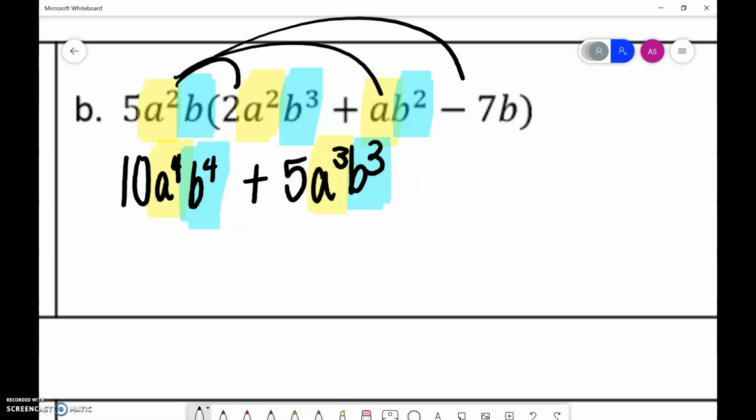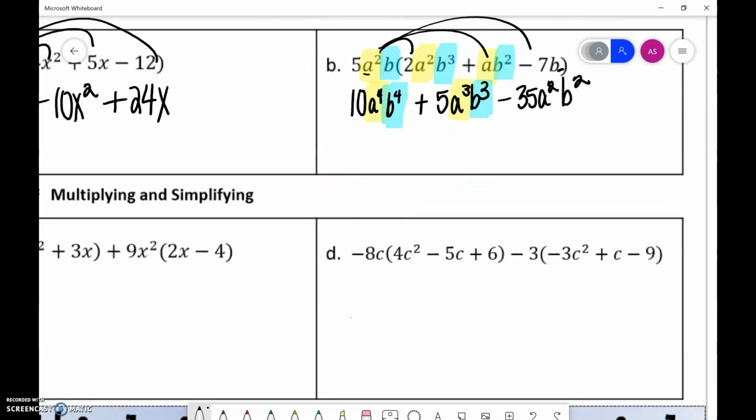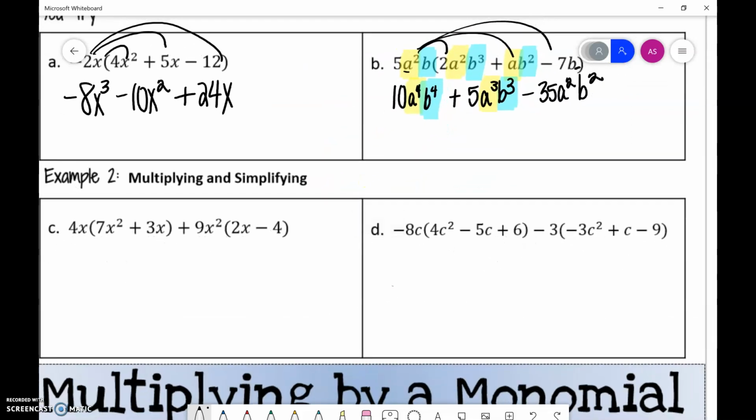Okay, then I have 5a squared b times negative 7b. That's going to give me negative 35. I want to keep my a squared. Even though it's not over here, I want to keep it because it was on the outside. Then I have a b on the outside and a b on the inside, so I'm going to have b to the second power. And that's my answer.